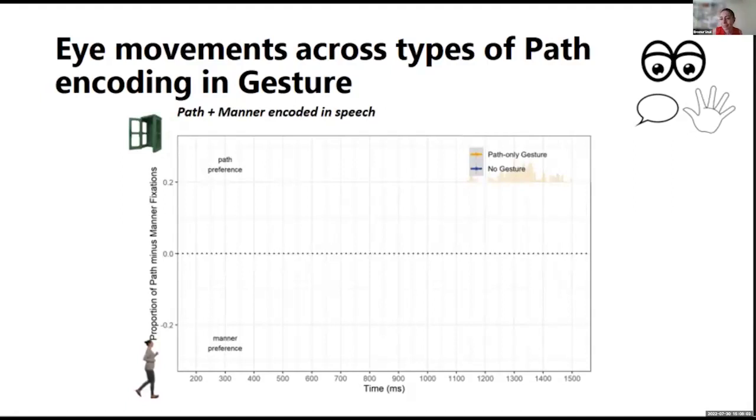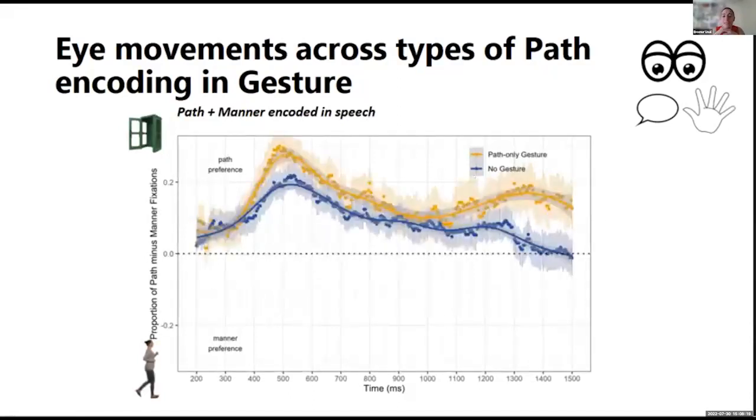And here, the two different lines are going to show you when people produce an additional path gesture. So these are going to be in yellow, and compared to cases when they do not produce any gestures at all, so the lines in blue. And here is the time course data. So as you see, confirming the previous analysis, overall people have a path over manner preference. But this preference is actually modulated depending on whether people produce a path-only gesture versus not.